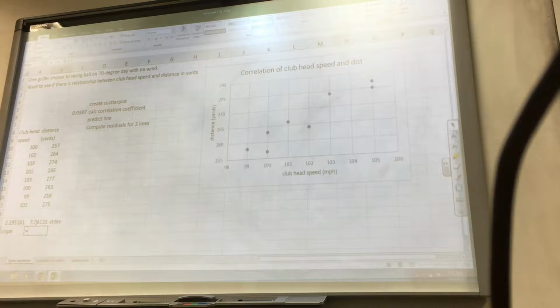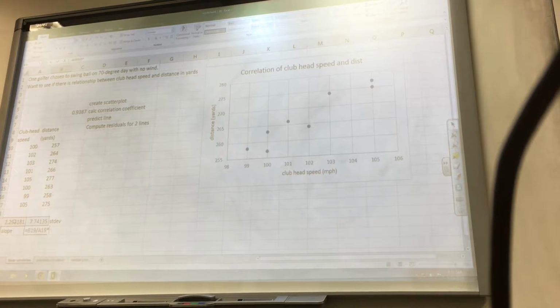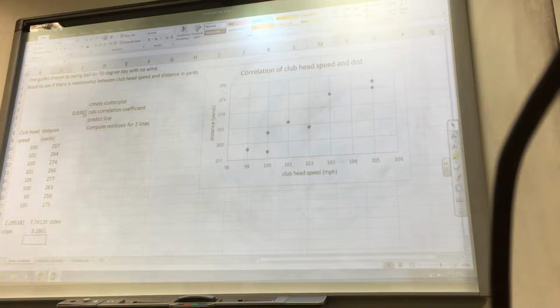Okay. This is funny to me that you guys do these in backward order, but that's okay. S of y divided by S of x, and then what? It's multiplied by what? What's r? Correlation coefficient, which is 0.9387. Okay, so we found our slope, 3.1661.